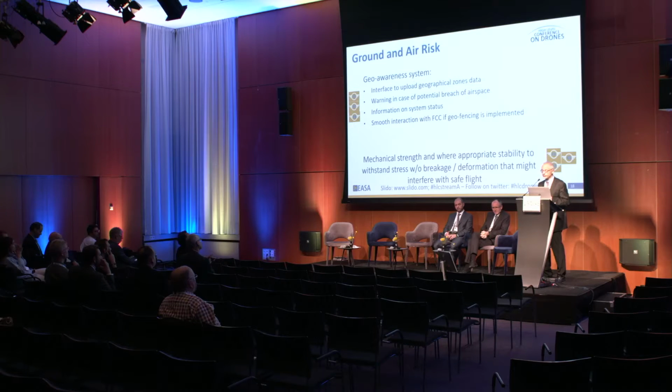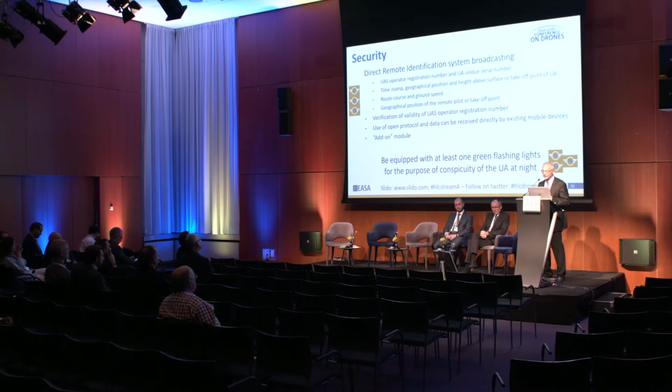Going on, we have the quite important, and we shift here to security. Until now, we had ground and air risk. Now, this slide is dedicated to two requirements which are more linked to security. First of all, the direct remote identification system broadcasting, which requires that what is broadcasted by the drone is the UAS operator registration number.